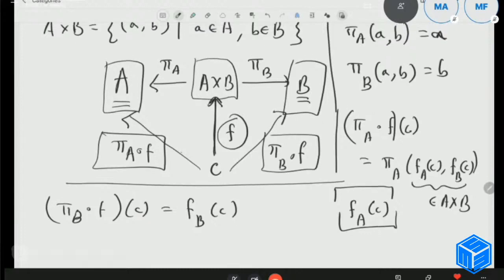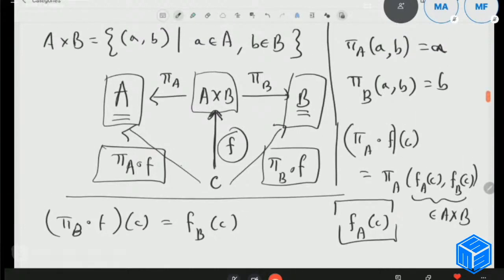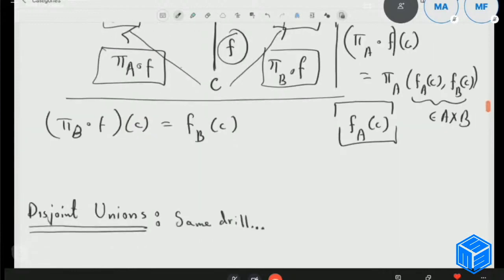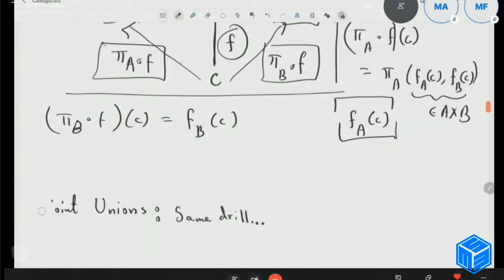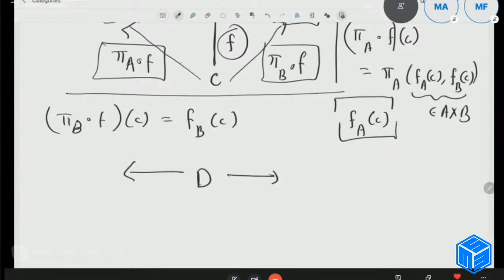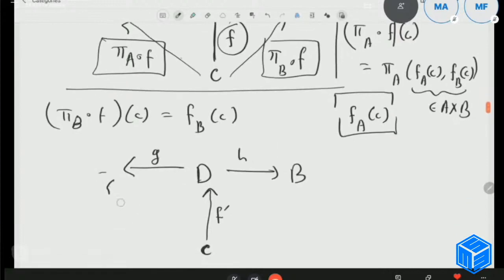If we have this property for any other set D, we're going to talk about disjoint unions next, but I can get rid of this right now. If we have any other set D with some maps, let's call these G and H, into A cross B, and if we have a map from C into D, call this F prime. Hang on, I'm actually messing this up, so let's not go there.